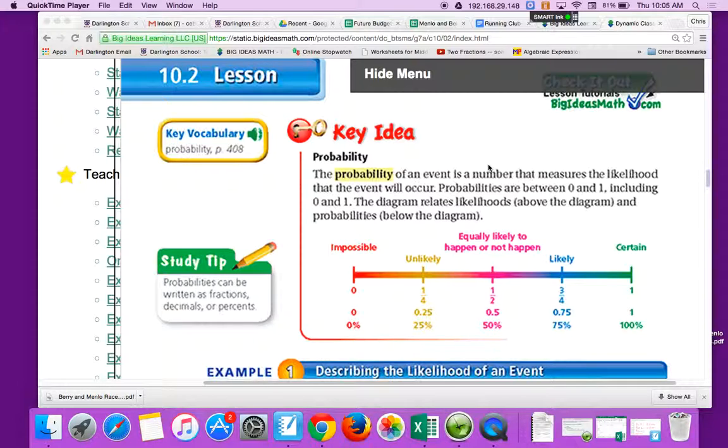The decimal 0 to 1, where for instance, 0.25 would be considered 25%. The next one, 0.5 would be 50%. 0.75 would be 75%. 1 itself would be 100%. Probabilities are expressed normally as decimals, but they can also be expressed as percents.